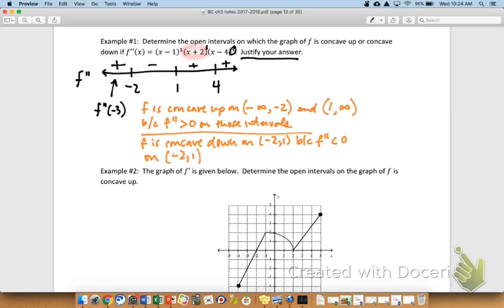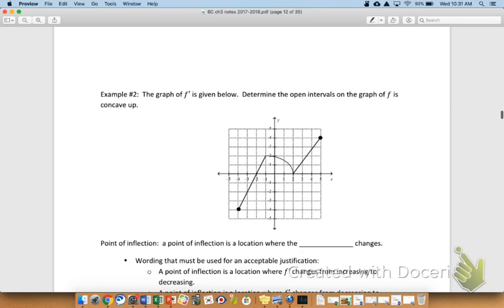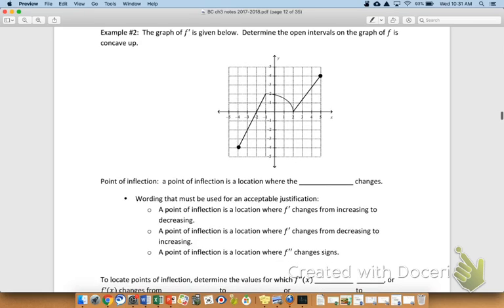Do we have to use f double prime? No, in fact, I would highly recommend, for example, number two, that you use f prime to make your reasoning make sense.